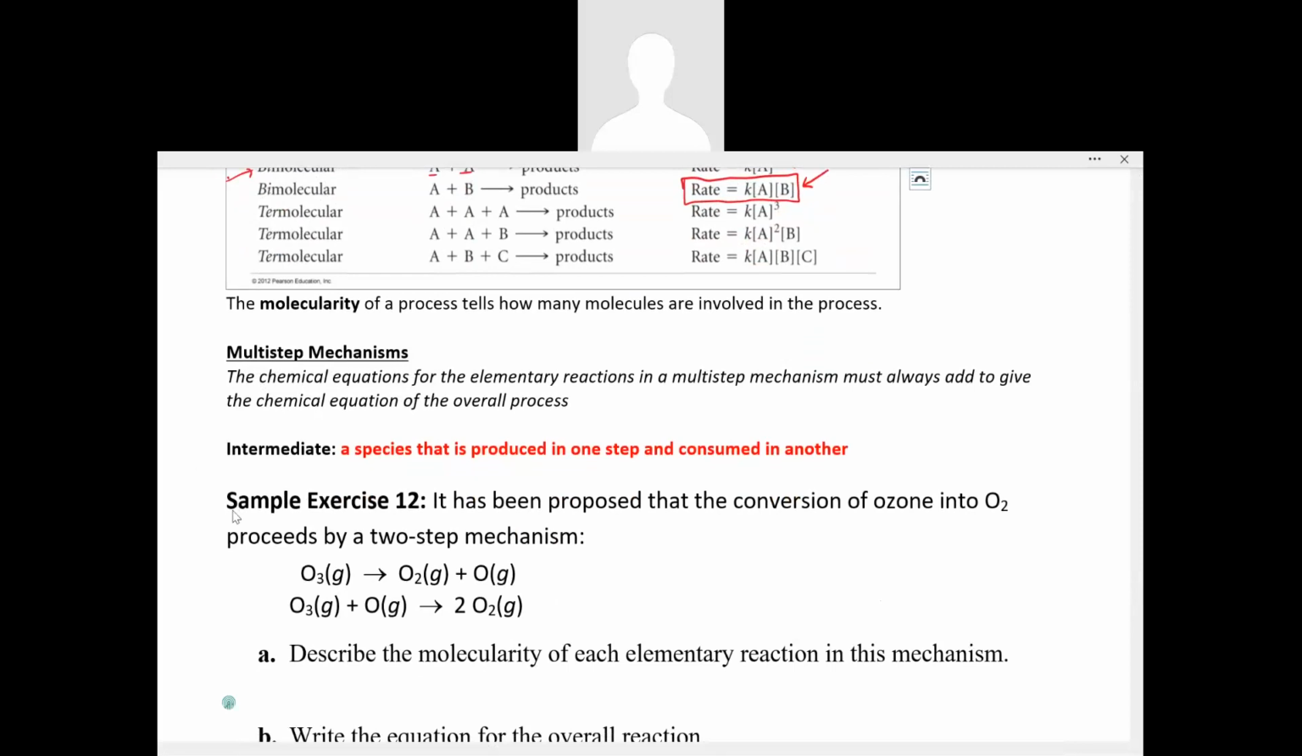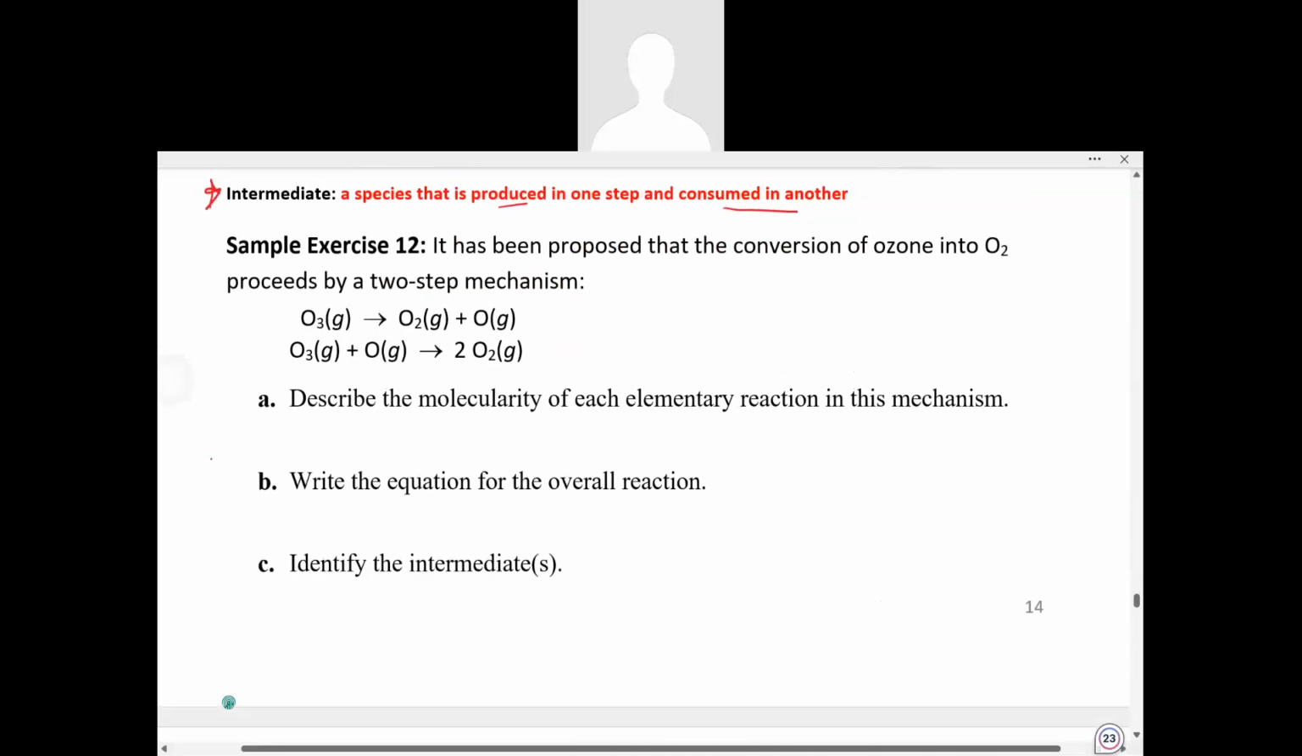So each elementary step. When we have a multi-step mechanism, we can add all of the elementary steps together to give us the overall reaction, the overall process. And after one step is completed and then a second step begins, if something is produced in one step and then consumed in a subsequent step, we call that species an intermediate. So we'll take a look at sample exercise 2 here, and we'll actually see an intermediate.